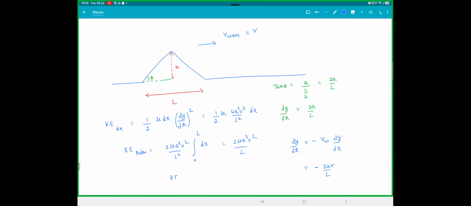And we know kinetic energy of the pulse will be equal to the potential energy of the pulse. You can check if you want. You'll get the same thing. And you're done. The total energy will be double of this.